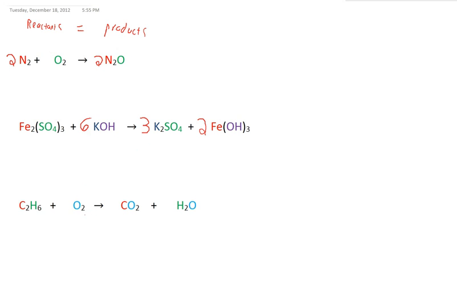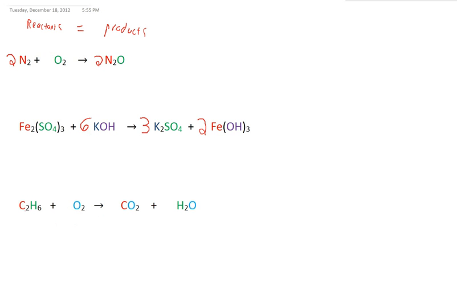What I like to do whenever I have an item just by itself, like this oxygen right here, this should usually be the last thing that you try to balance, okay? Because I can just put a number here in front of it and just match up whatever I need on the other side. So we focus on the oxygen last.